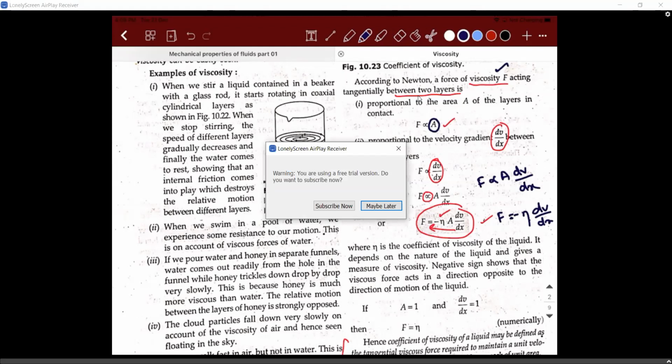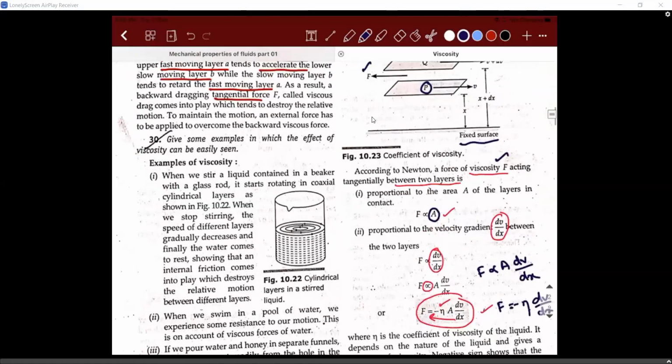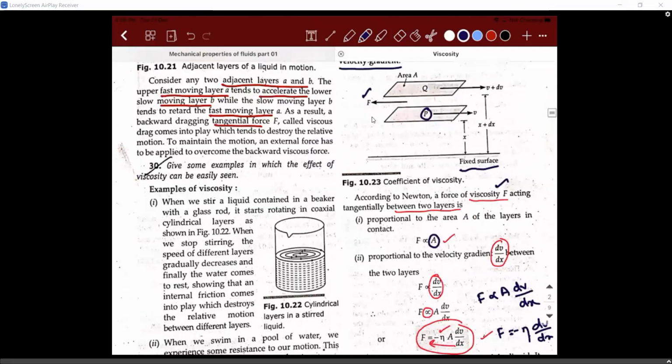Sir, what area are we talking about? The area of the layers in contact. You're able to see the diagram. They have given a certain part, right? If this part is in contact with the equivalent part, both the layers are considered to be of the same area. This area is what they are trying to say.